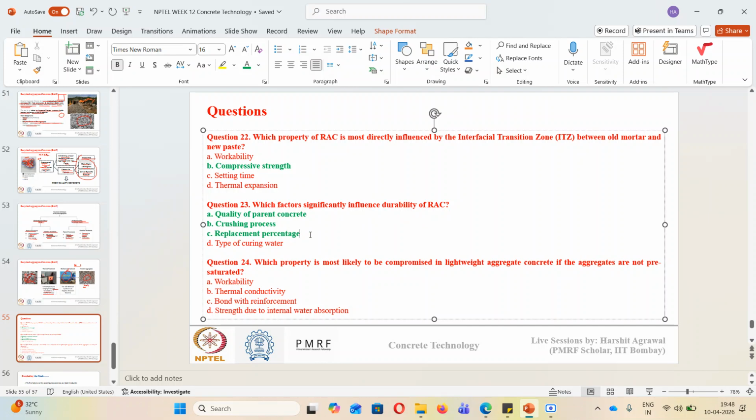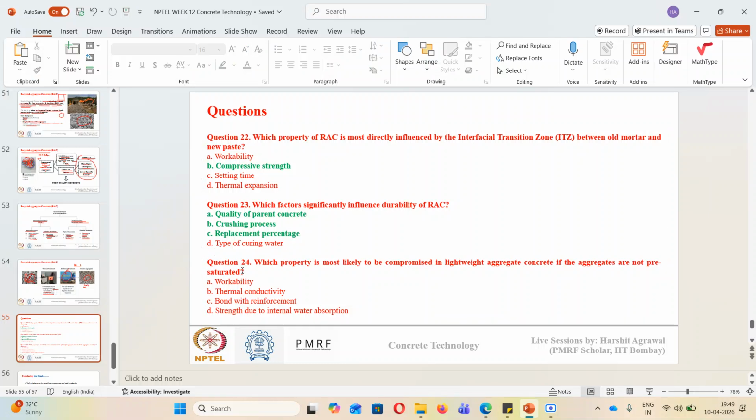Then replacement percent is important. Generally at lower replacement percent, our concrete durability is higher compared to a higher replacement percent of normal aggregates with recycled aggregates. And type of curing won't affect much, because curing in general influences all types of concrete and not just recycled aggregate concrete.